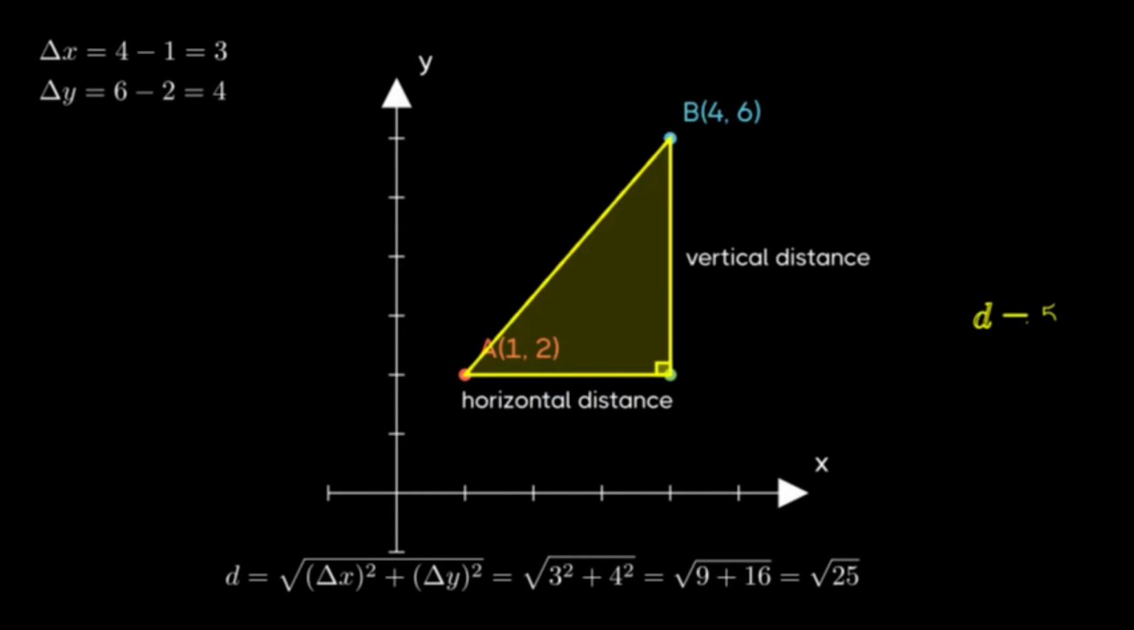Substituting our values, we get d equals the square root of 3 squared plus 4 squared, which is the square root of 9 plus 16, giving us the square root of 25, which simplifies to exactly 5 units. This example demonstrates how the distance formula is simply the Pythagorean theorem applied to coordinate geometry. For any 2 points in a coordinate plane, we can always construct a right triangle and use this same approach to find the distance between them.